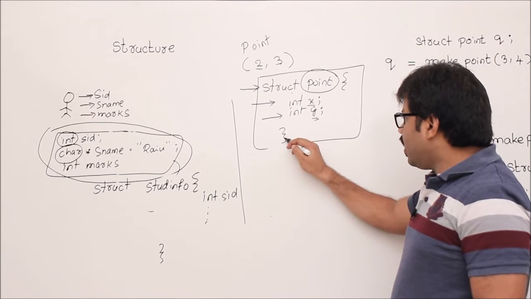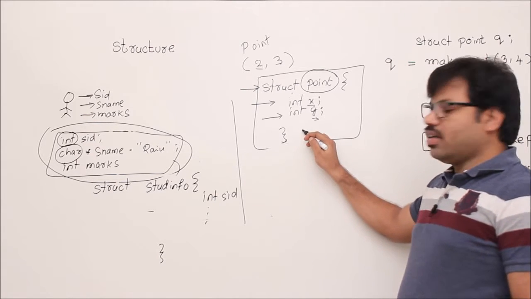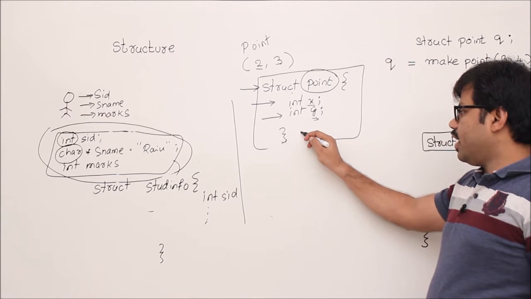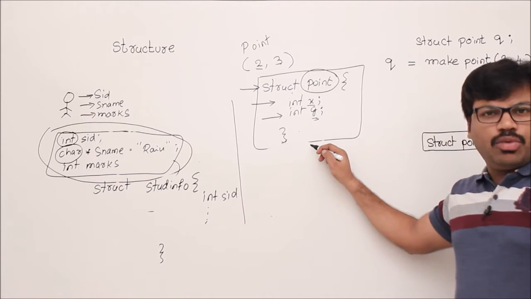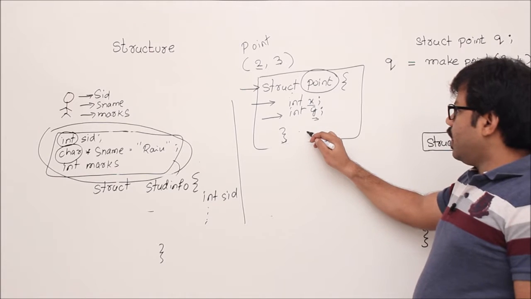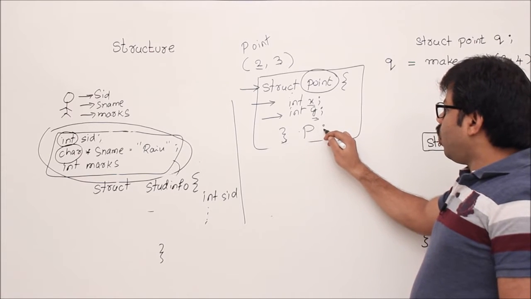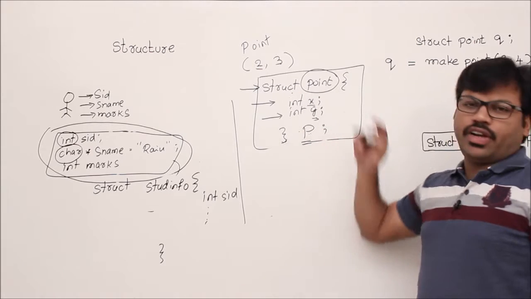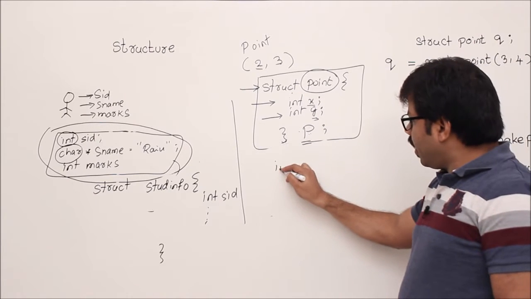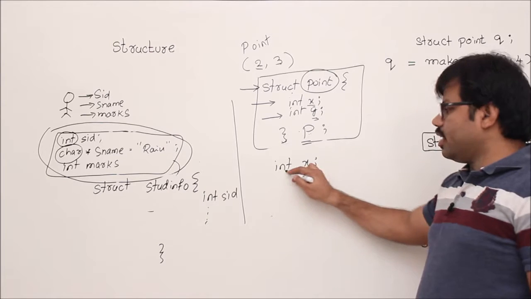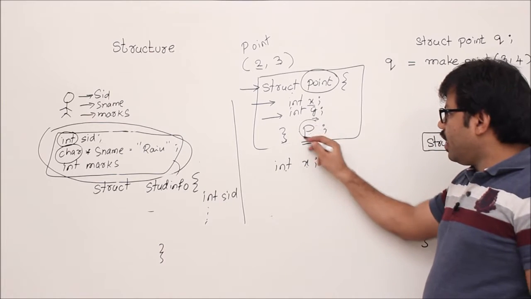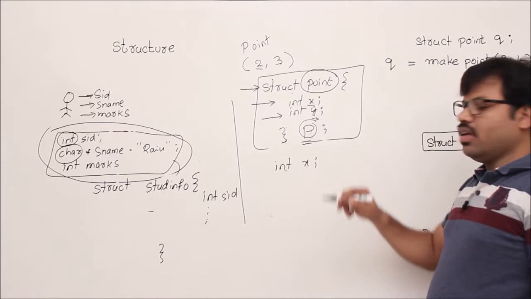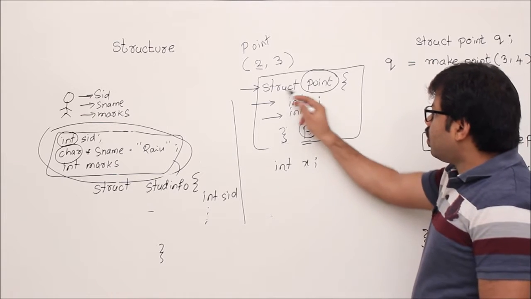One is, immediately after the declaration, write one variable name. Whatever you write now will become the variable name. Example, if I say P, then what happens? P will become a variable of data type struct point. Example, when you write int x, x will become what? Integer. In the same way, when I write this entire thing followed by P, it is like struct point P.